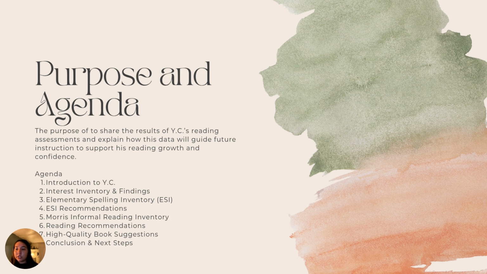So this is just a quick overview of what I'll be covering. And I'll start by introducing my focus student. Then we'll go through the three key assessments: the interest inventory, the elementary spelling inventory, and the Morse informal reading inventory. And after each, I'll share activities and book recommendations that align with his needs. And then I'll close with my conclusions and next steps. So let's begin learning a little bit about me and my focus student.